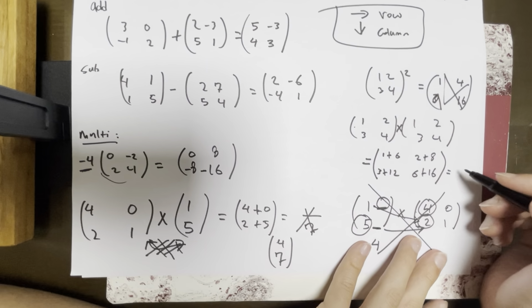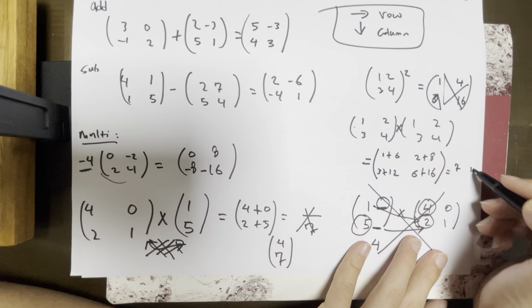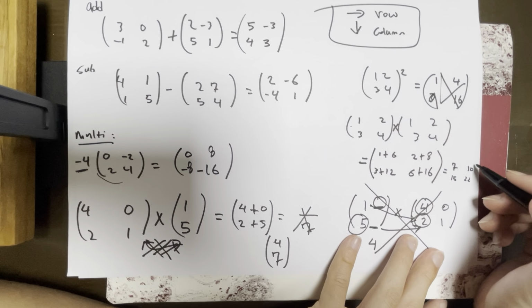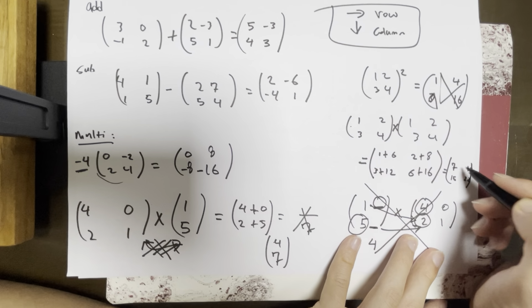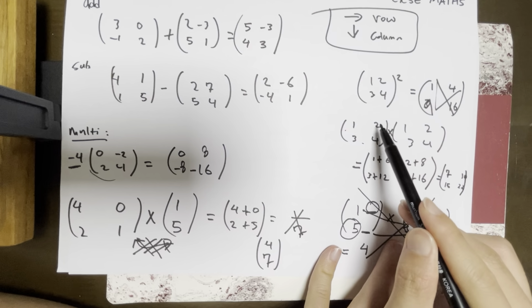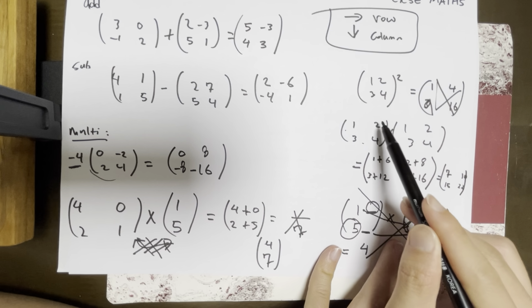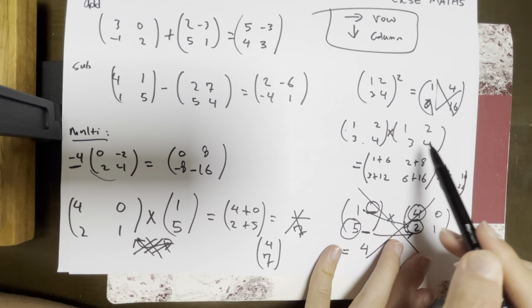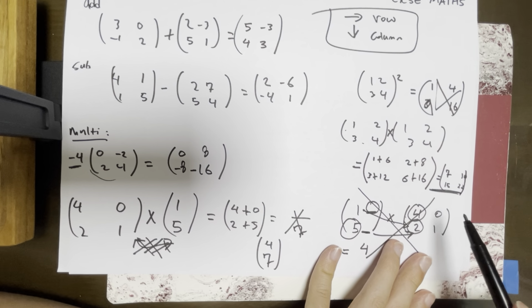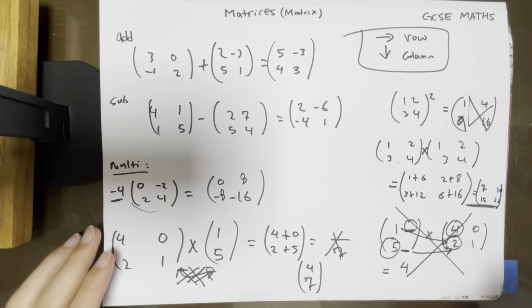I'm running out of space, but I should be able to fit it in. 7, 10, 15, and 22. That is matrix multiplication 2 by 2. 1 by 1, 2 by 3, 1 by 2, 2 by 4, 3 by 1, 4 by 3, 3 by 2, 4 by 4. And that gives us 7, 10, 15, 22. Now, I encourage you guys to make notes on this because writing notes really helps me to understand the different things. All right, one last thing.